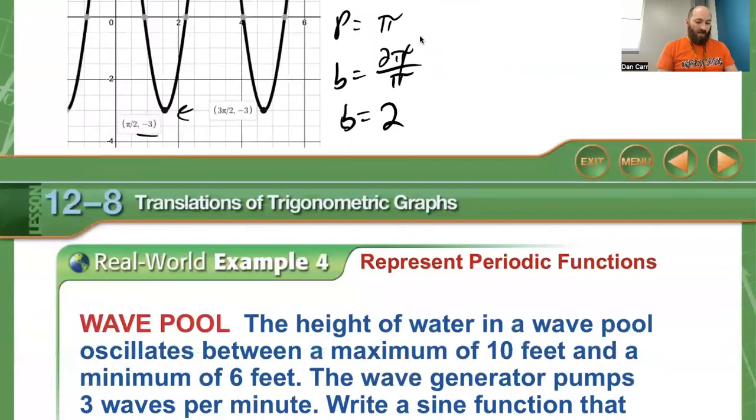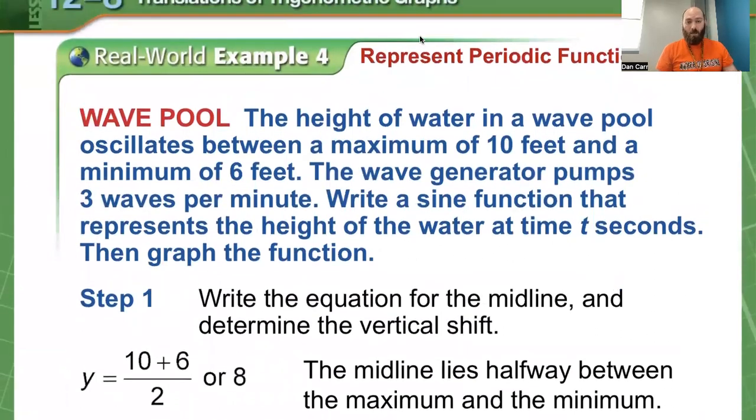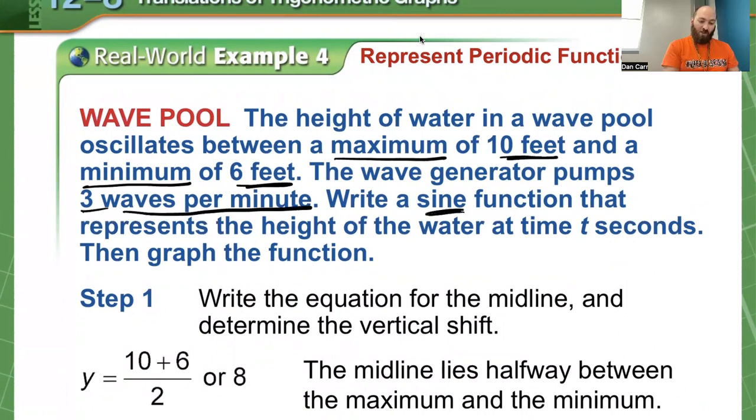The last thing we want to talk about is putting this into a word problem and trying to interpret these parts here. So we're going to look at a wave pool. The height of water in a wave pool oscillates between a maximum of 10 feet and a minimum of 6 feet. The wave generator pumps 3 waves per minute. So then we want to write a sine function that represents the height of the water at time t seconds. Couple tricks here.